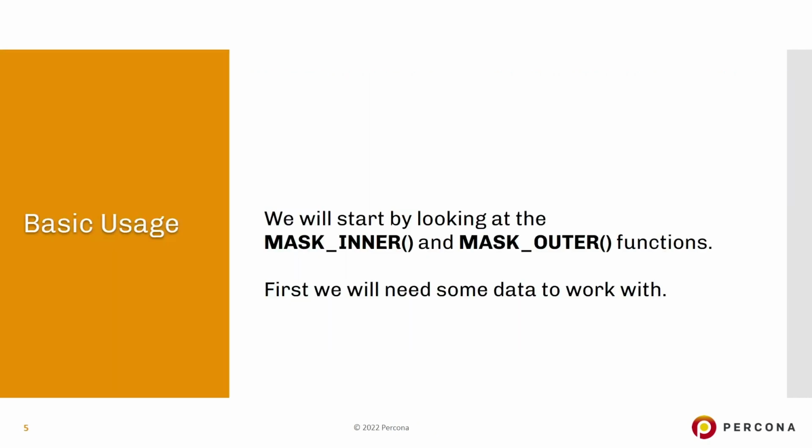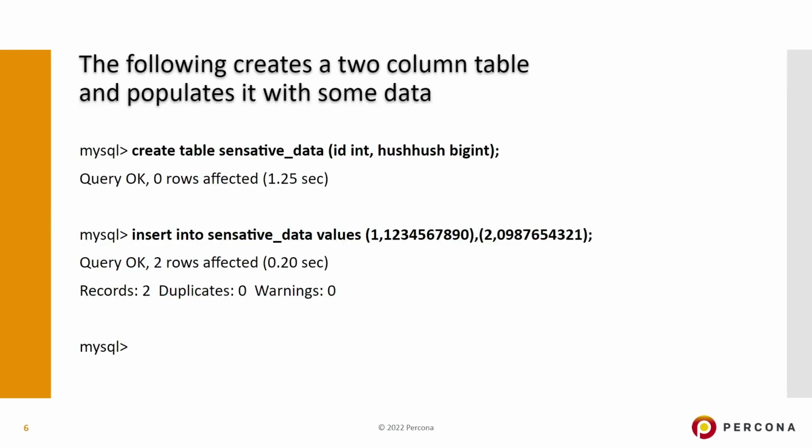Now, the two basic masks out there are mask_inner and mask_outer. And you'll see how they work in just a second. But first we need some data to work with. So let's create a table called sensitive_data where we have an ID column where you can identify all the rows, and we have our secret data in a column called hush_hush.